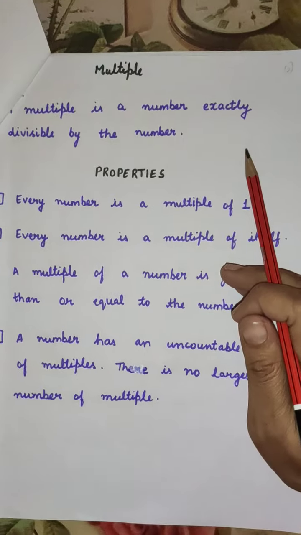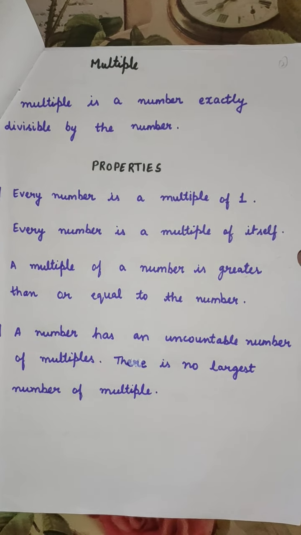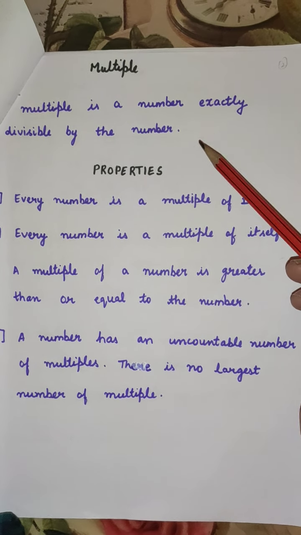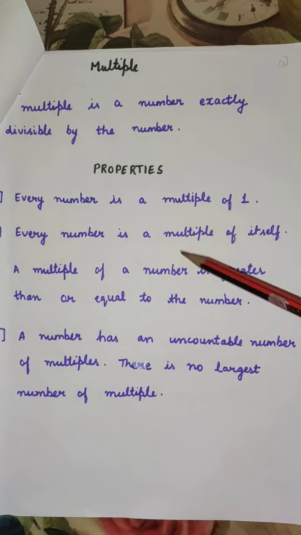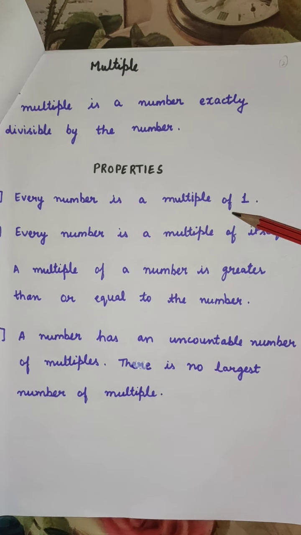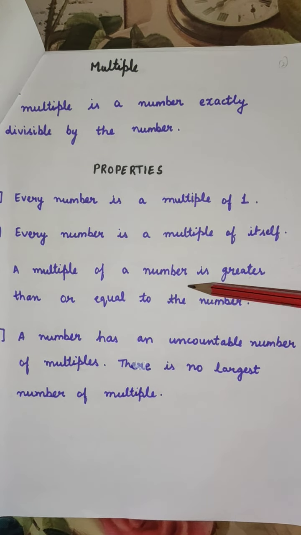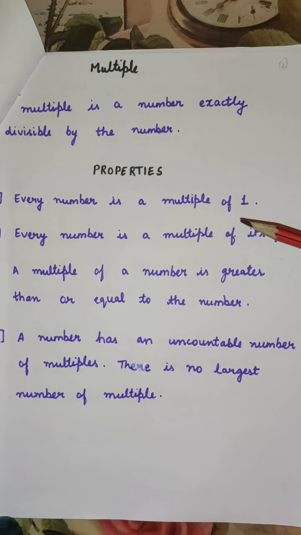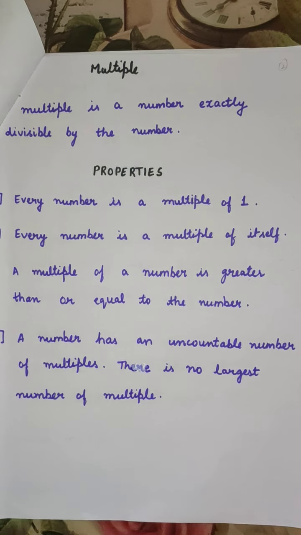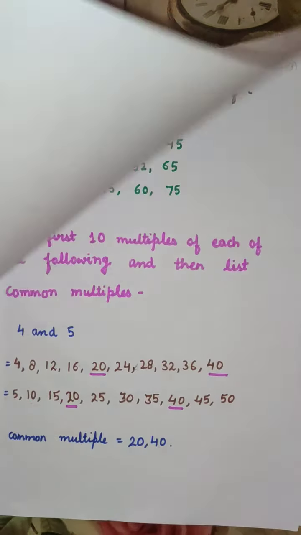Now multiple. A multiple is a number exactly divisible by a number. If any number is completely divisible by that number, it is a multiple. The properties are: every number is a multiple of 1. Every number is a multiple of itself. A multiple of a number is greater than or equal to the number. A number has an uncountable number of multiples. There is no largest multiple. Now this is called the multiple.